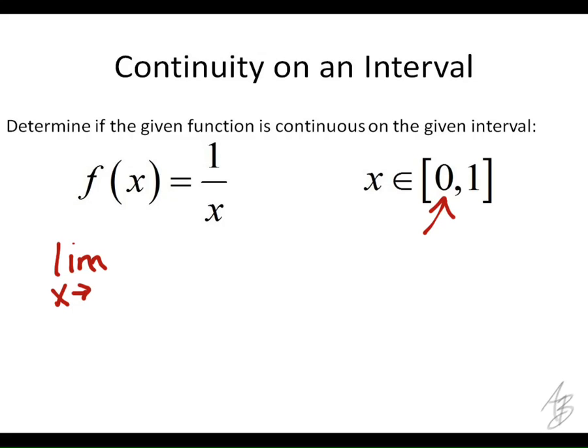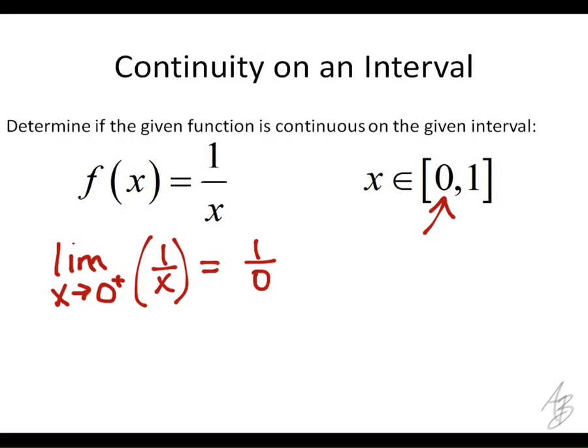Which way are we going to approach 0? Okay, we want to approach it from the right. So that's kind of the main thing here. We want to look at the limit as x approaches 0 from the right of our function, so of 1 over x. And if that is equal to the value of the function at 0, which is 1 over 0, I'll go ahead and plug that in, then we're good, right?